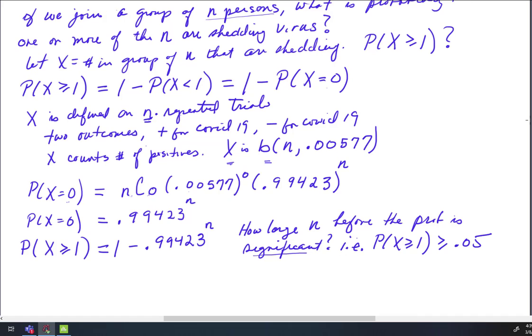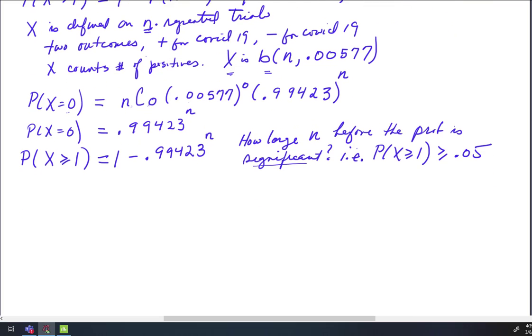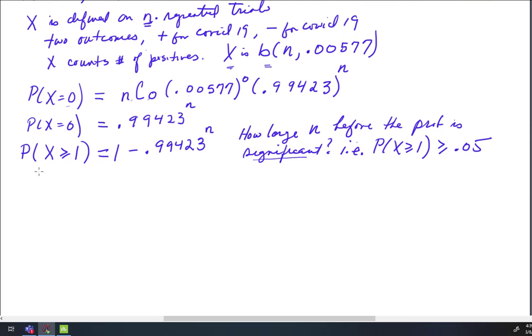Well, I think now we can probably answer the final question, that is, how big would n be before this probability became significant? And so we would want to know for what n is 1 minus 0.99423 to the power n greater than 0.05. So there's the question. Now, we can just solve this with algebra that we know.